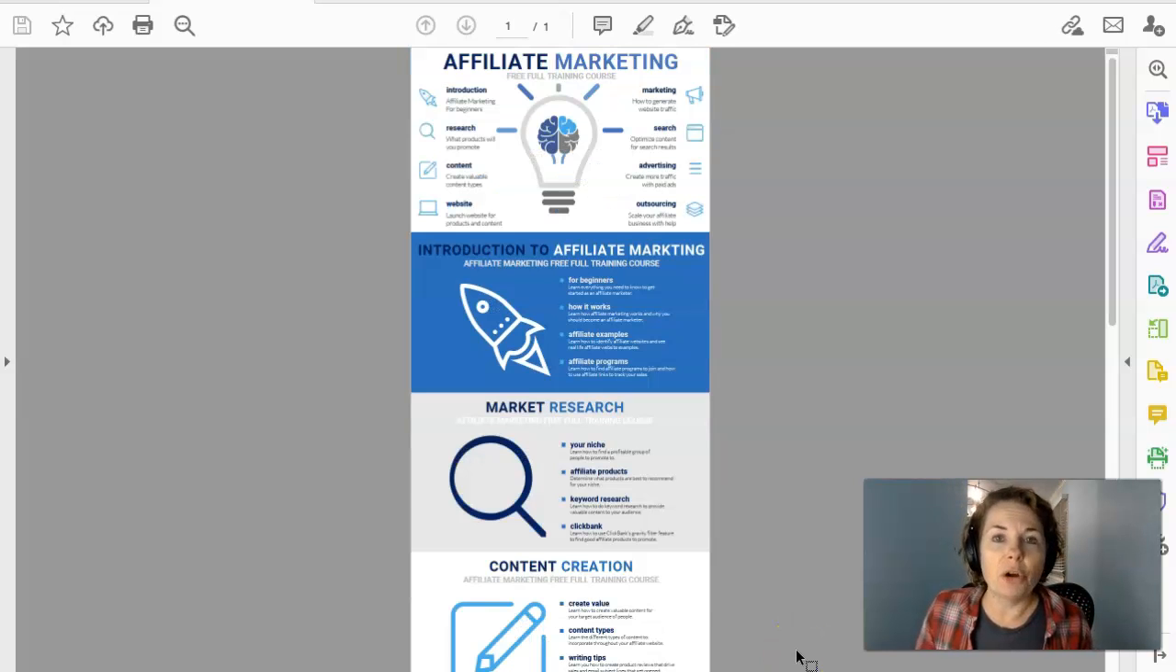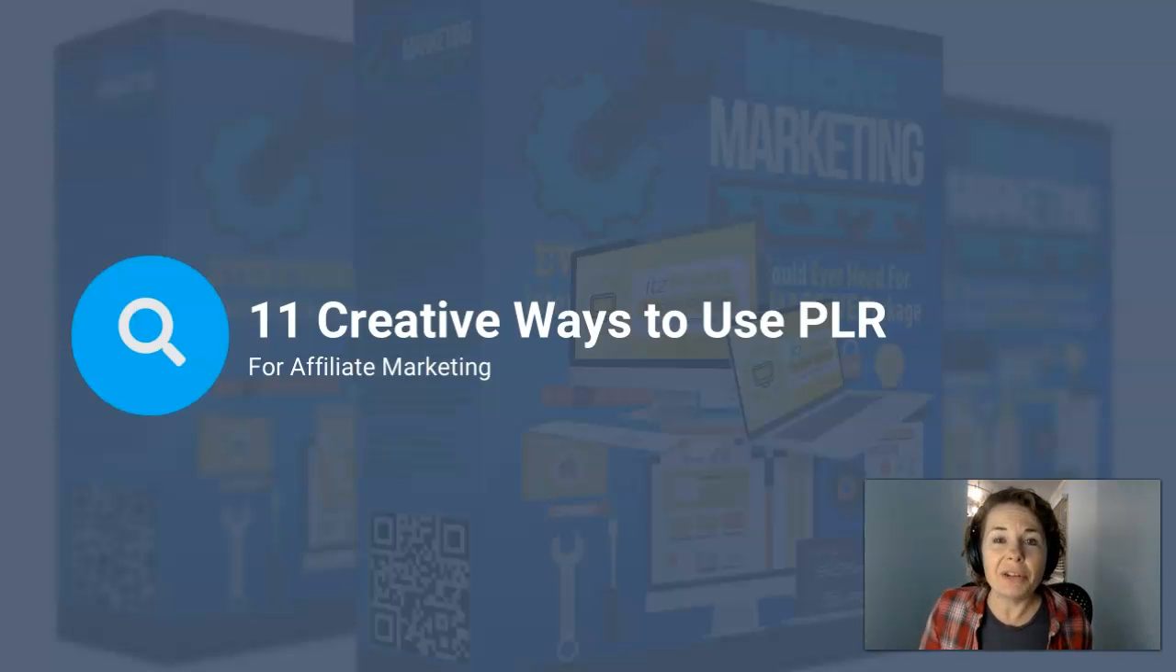And don't sweat. There are many easy ways to create infographics today. This one was actually created in Microsoft PowerPoint. You could create this in Google Slides, or you could use a free program like Canva. They have some cool templates to make this really easy. You just pop in the information, turn it around, and start sharing it. And that's 11 creative ways to use PLR for affiliate marketing.